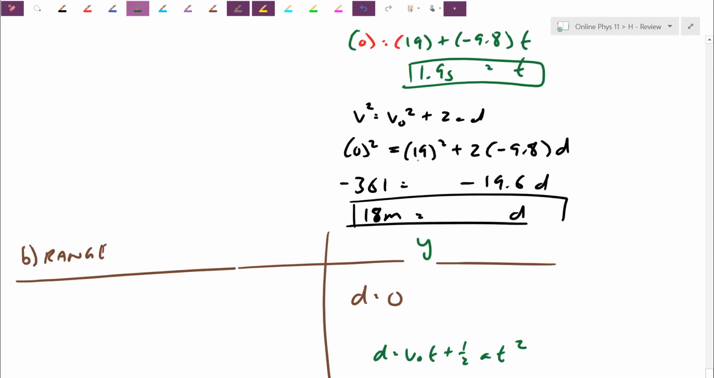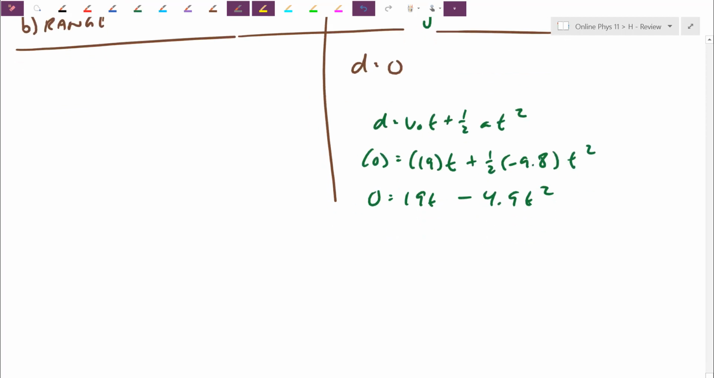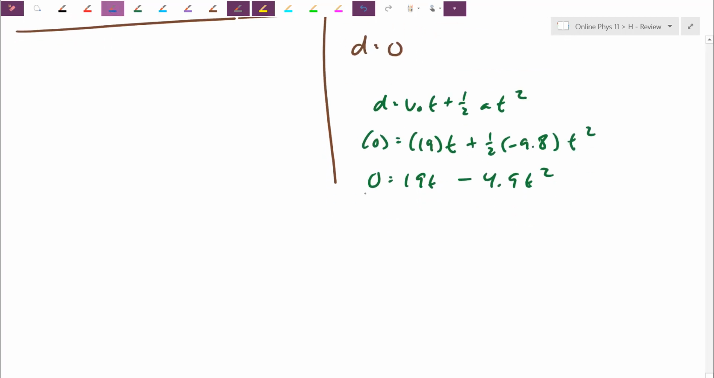My initial y velocity here was 19. So 19, I don't know what the time is. I'm expecting it's going to be twice the time to reach max height, but let's just try it out here. 1/2 negative 9.8 with the t squared. 0 is equal to 19t minus 4.9t squared. This one would have needed a quadratic, but nicely, because we have a 0 here, I'm just going to factor. 0 is going to equal t times (19 minus 4.9t).